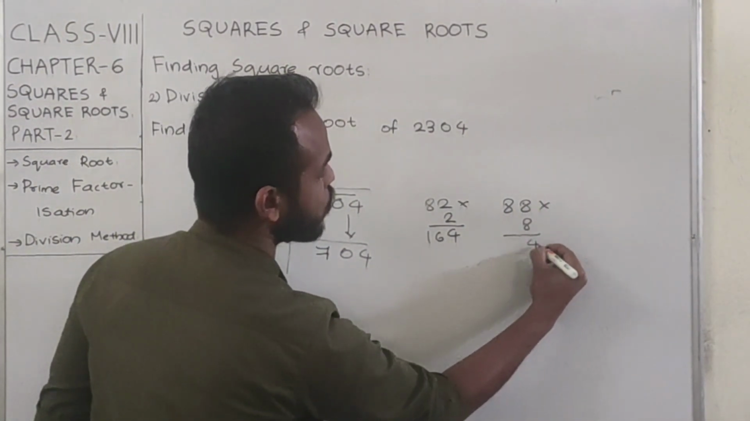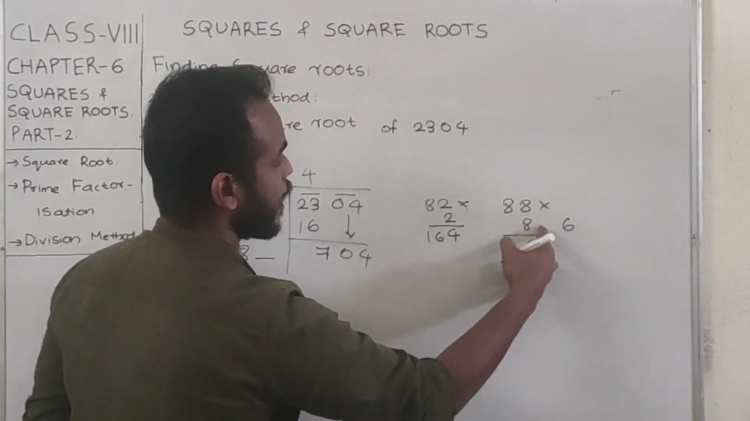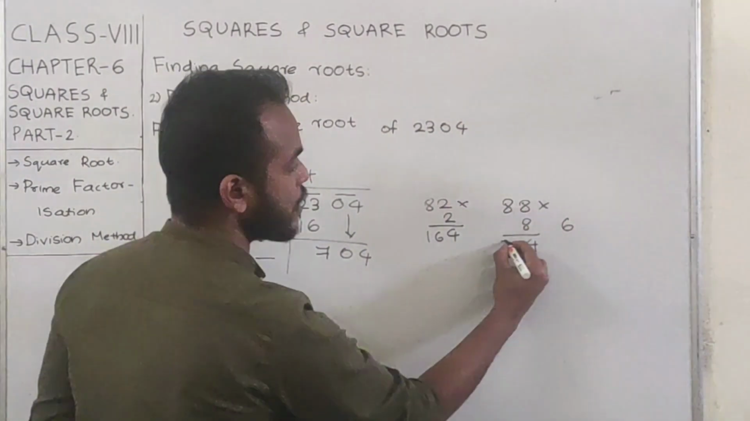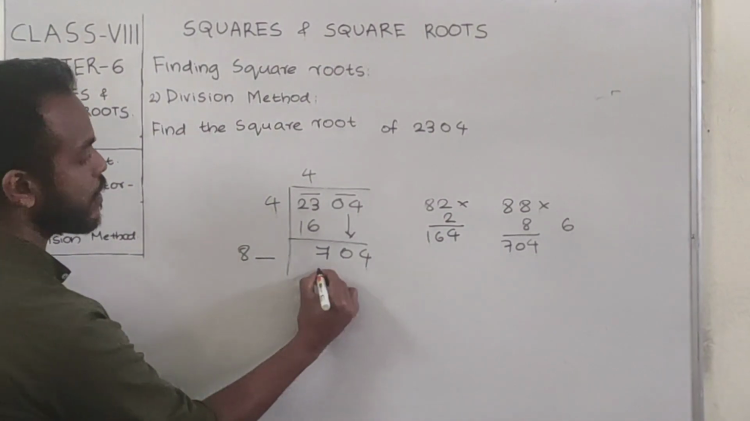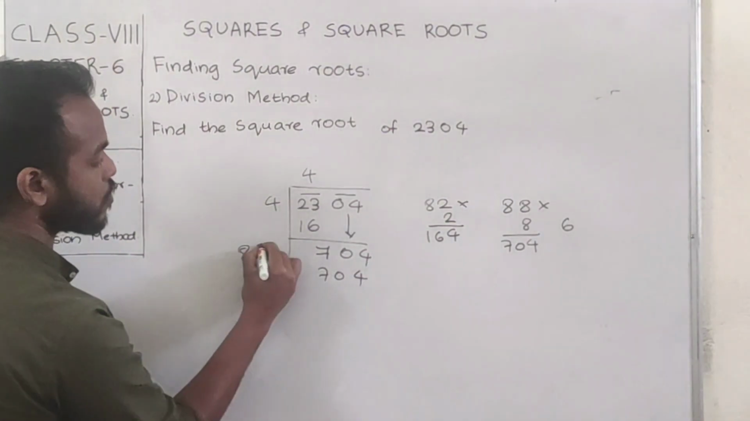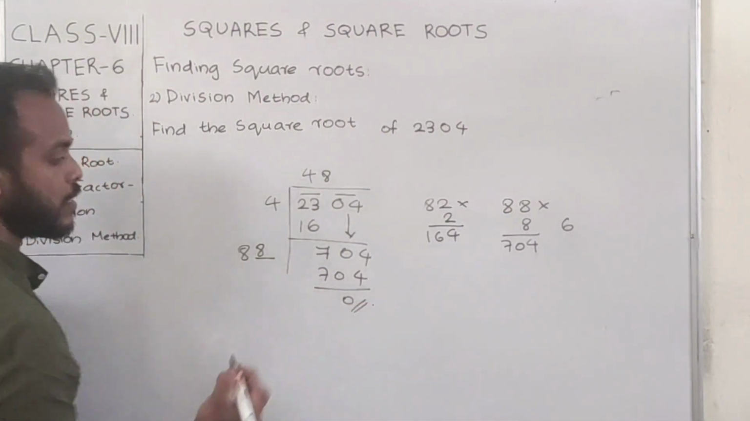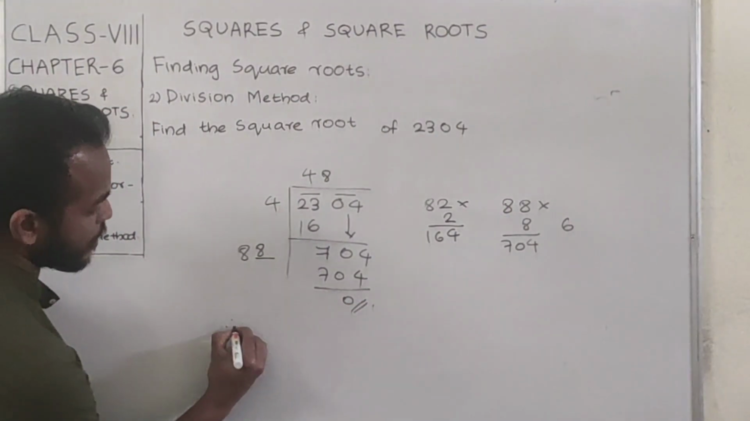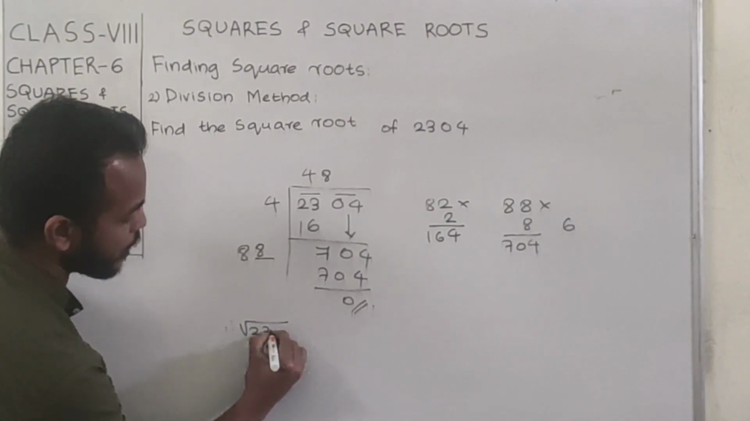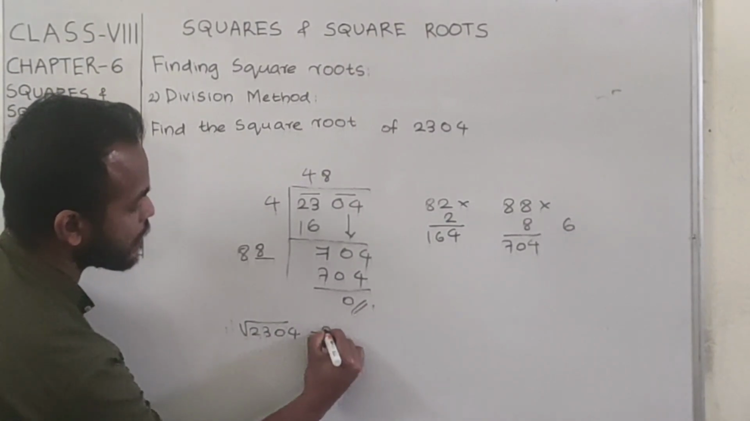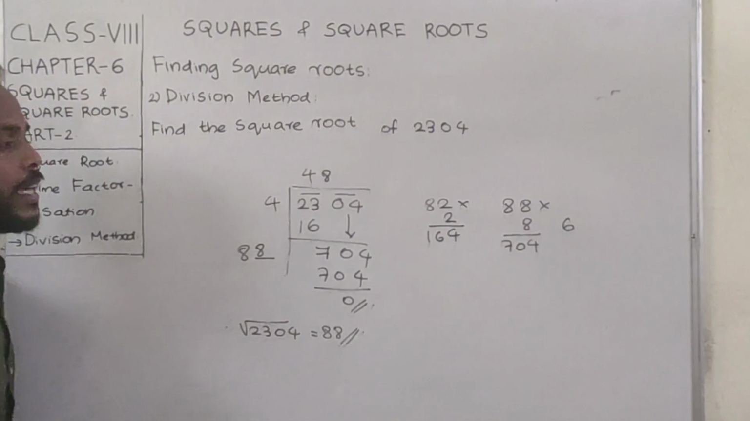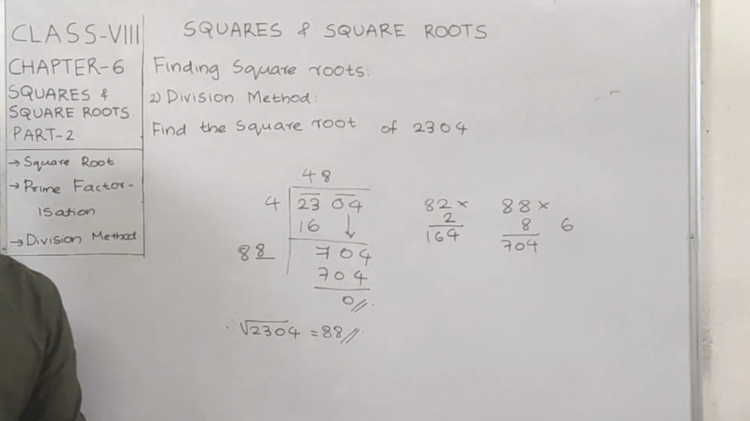8 8s are 64. Remainder is 6. Then 8 8s are 64, 64 plus 6 is 70, which is our desired value. So we will put 8 here and we will put 8 here. So the final remainder is 0. So we can write, therefore, root of 2304 is 88. So that is how it is to be done. I hope this is clear for you.